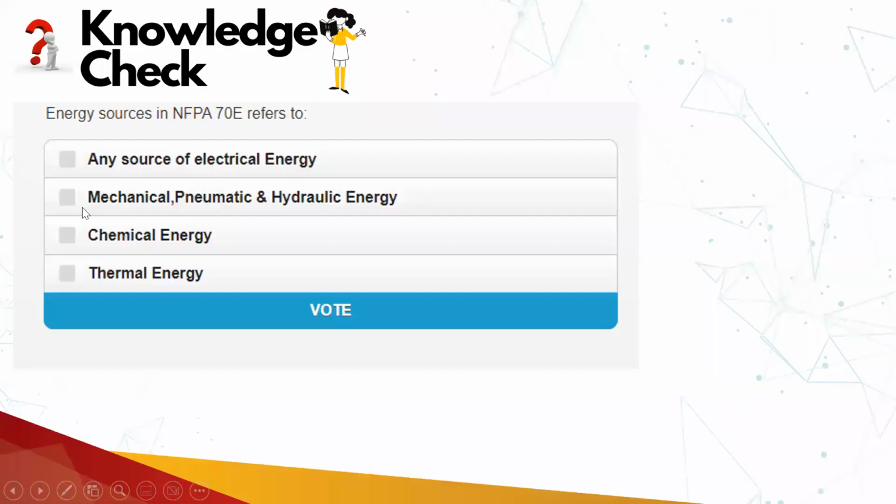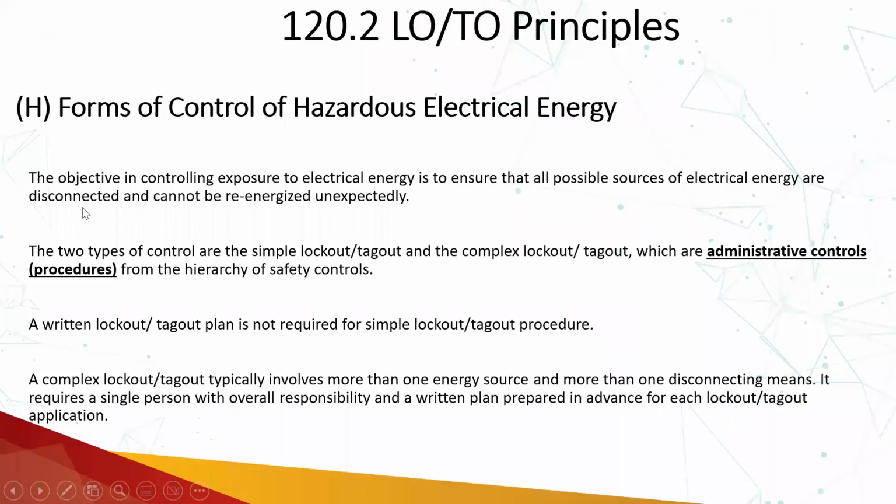All good, right? Then it talks about in part F the forms of control of hazardous electrical energy. The objective in controlling the exposure to electrical energy is to ensure that all possible sources of electrical energy are disconnected and cannot be re-energized unexpectedly. The two types of controls are simple lockout and tagout and the complex lockout and tagout.